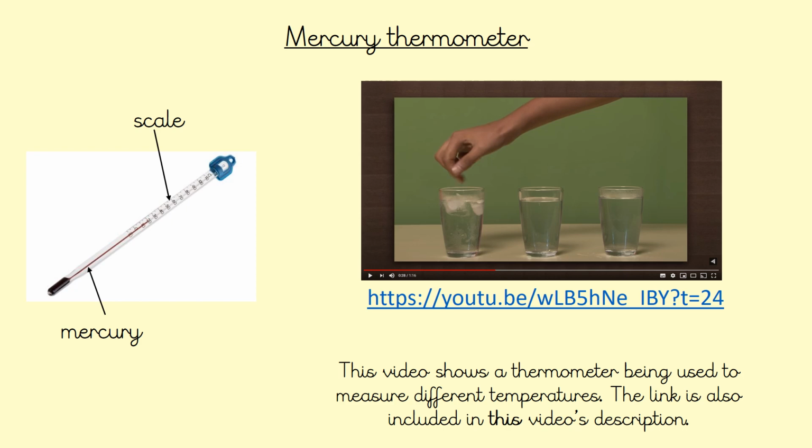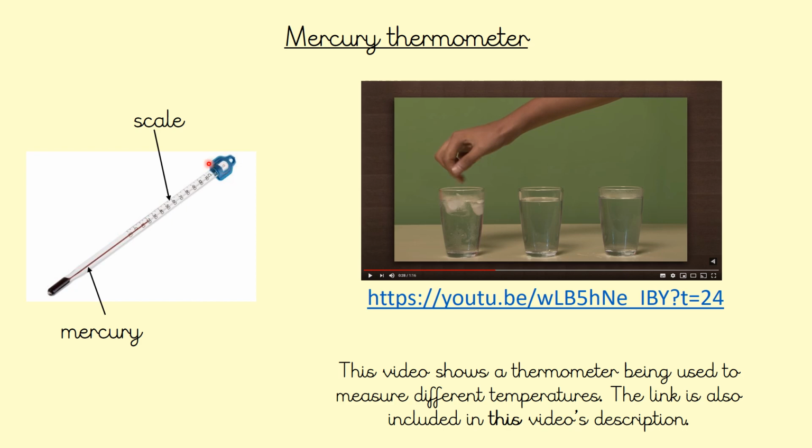Today and for the rest of the unit, we're going to focus on a type of thermometer called a mercury thermometer. This is a picture of one here. It's usually made of glass, so it's usually quite delicate. There are two important things we need to know about a mercury thermometer. First of all, it has a scale. That's these numbers and little lines going up the side. That's called the scale. And if you look very carefully, you can spot a C up the top.